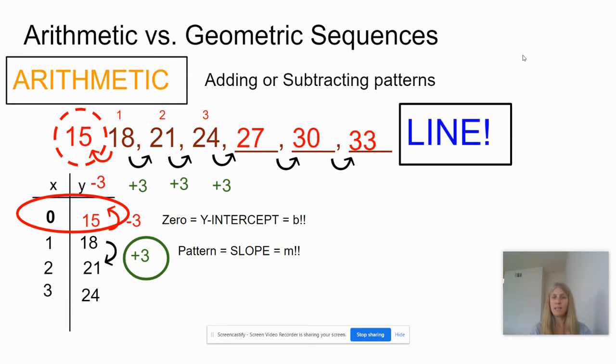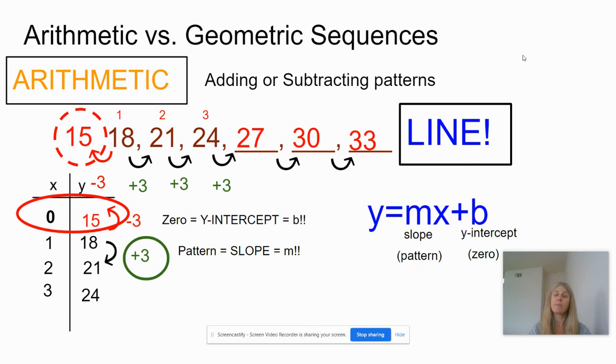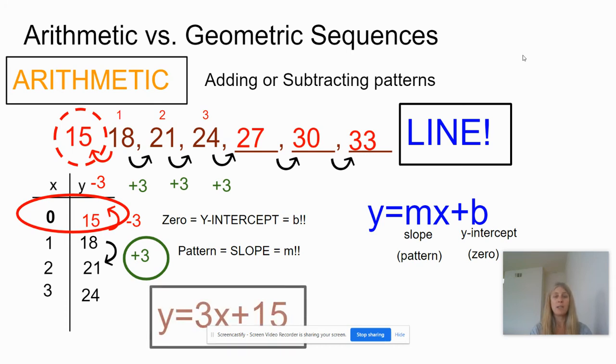So this, of course, is a line. We know that when we are consistently adding the same number again and again and again, that's our slope, and that's going to form a nice straight line. And we know our lines have the formula y equals mx plus b. In all cases, we know that m is the slope of our line, which is our pattern in this case. What are we doing to get from one term of the sequence to the next? And our b is our y-intercept, which is our 0 term. So when we plug in what we know from here, the equation of this is y is equal to 3x plus 15.